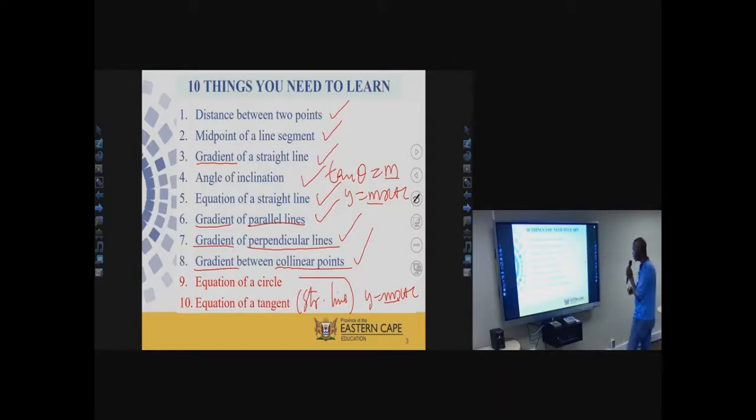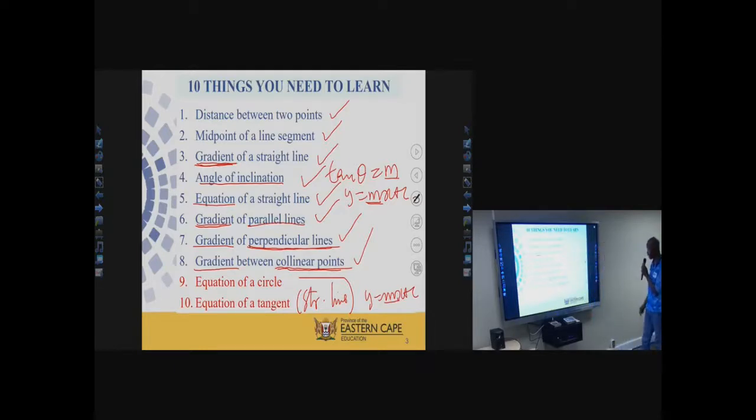So what it means, learners, is that in analytical geometry, gradient or slope is very important, because you first calculate gradient, you use gradient when calculating angle of inclination. You use gradient when calculating the equation of a straight line. You use gradient when parallel lines are given. You use gradient when perpendicular lines are given. You use gradients when collinear points are there. You use the gradient when the equation of a tangent is asked.